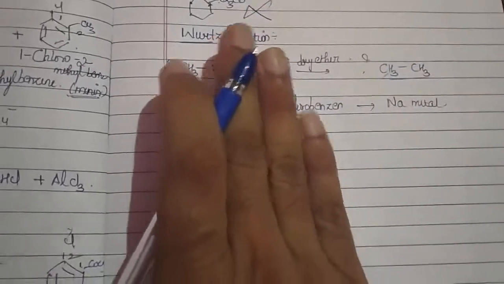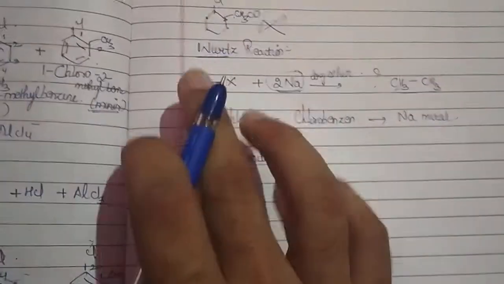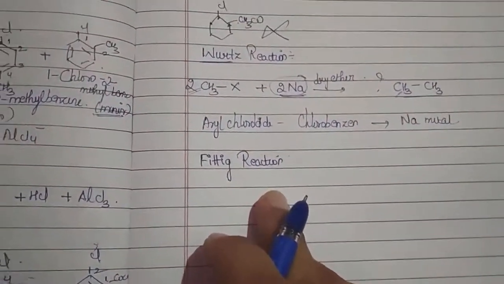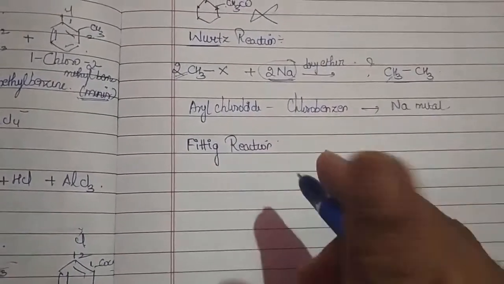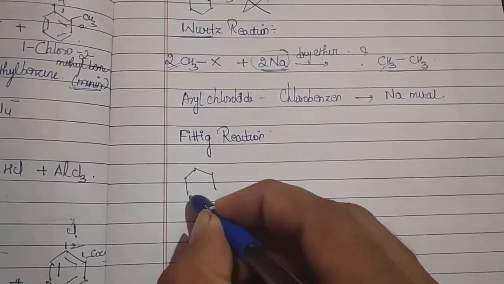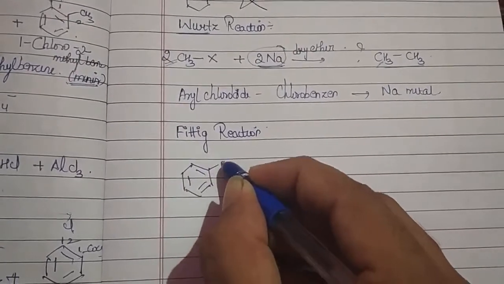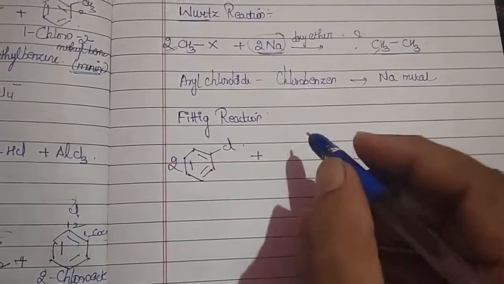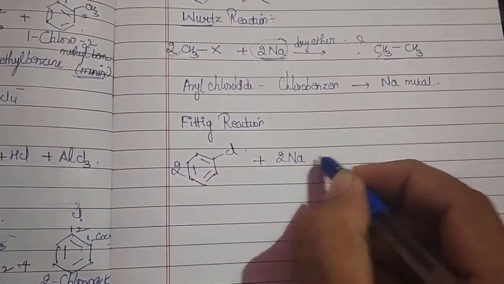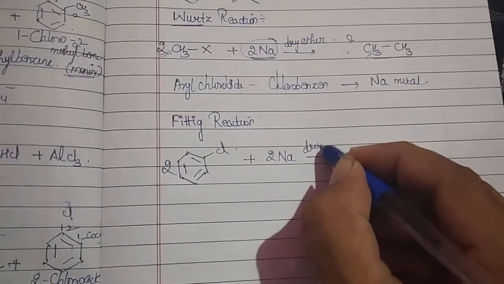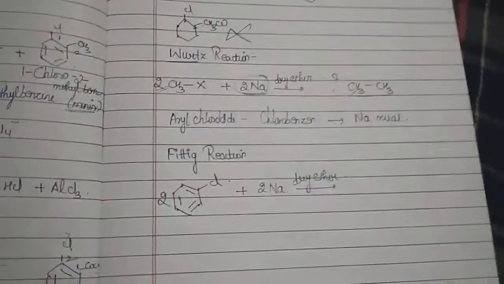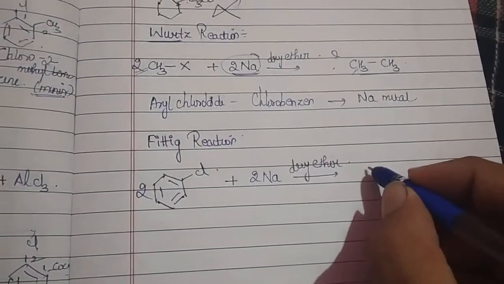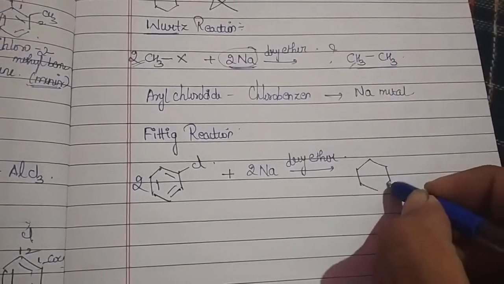So what is this Fittig reaction? It's similar to your Wurtz reaction. But in Wurtz reaction what did I take? I had taken my alkyl halide. Whereas in my Fittig reaction, I'm going to take my chlorobenzene, that is my aryl halide. So this is also 2 moles of my chlorobenzene in the presence of sodium metal. Remember, medium is very much important. That is dry ether. So what am I going to get?